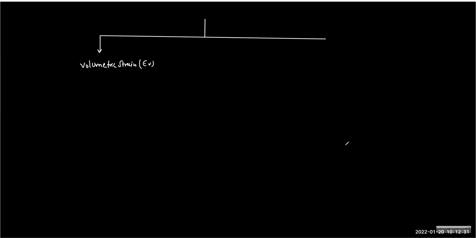The next is volumetric strain. We write it as EV, and the last is called shear strain, which is again for a very different purpose.